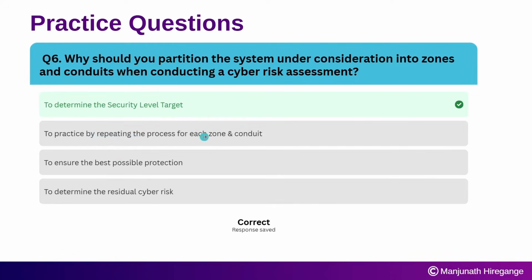To practice by repeating the process: you know, the process is not just for practice. It's a key part of the structured security design. To ensure the best possible protection: yes, zones and conduits improve security, but the main goal is defining SLT rather than just general protection. And the residual risk assessment identifies the risk, but zoning primarily helps define the security levels to mitigate them. So here in the question, if you see the trick, the phrase when conducting a cybersecurity risk assessment hints at security level target determination, not general security practice.